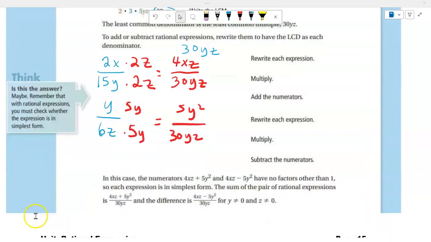So now what we're going to do is add, and we do have the same denominator. So it's 4xz plus 5y squared. It's right here. The next thing we had to do was subtract, and it's right there. And we know our restrictions: y can't be 0 and z can't be 0.